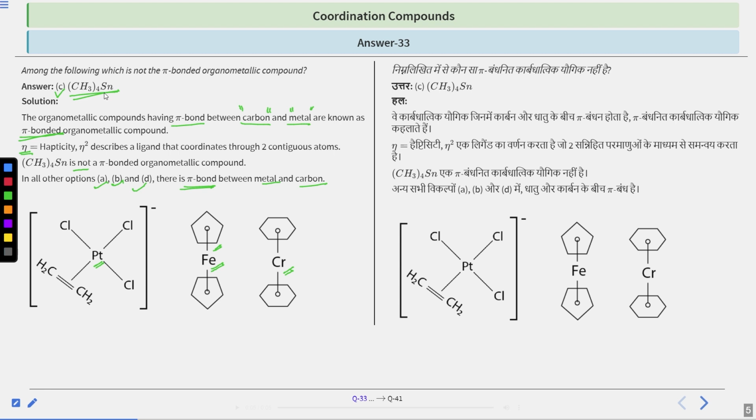But in (CH3)4Sn, the bond between the carbon and the metal is not a pi bond, and that is why this is not a pi-bonded organometallic compound. Our question is which of the following is not the pi-bonded organometallic compound, and that is this molecule. The C option is the correct answer. Okay, now let's move on to the next question.